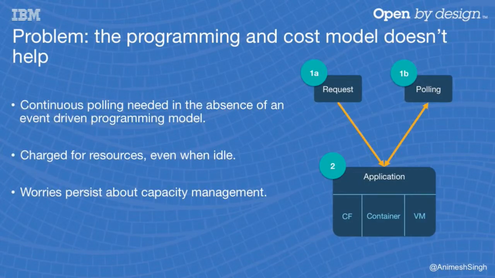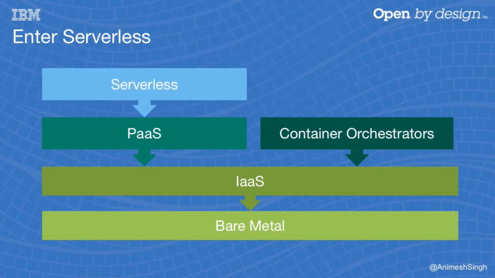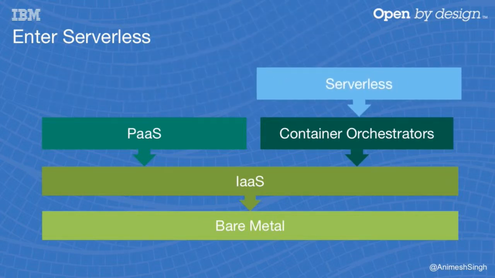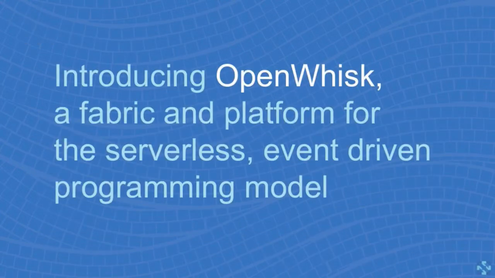The other problem with the current PaaS-based microservices model is that continuous polling is needed in the absence of an event-driven programming model. You are charged for resources even when your app is not doing anything. So then, to solve some of these problems, enter serverless. Now, where does serverless fit? You can actually run it on your PaaS, on top of a container orchestrator, or even on an infrastructure as a service platform like OpenStack.